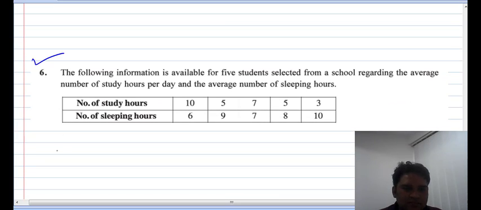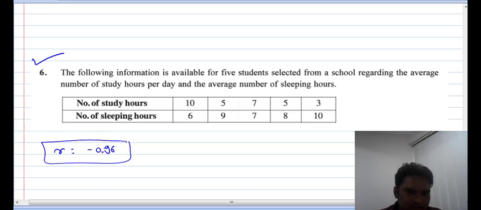And the question number 6 answer is r is equal to minus 0.96, that is partial negative correlation.